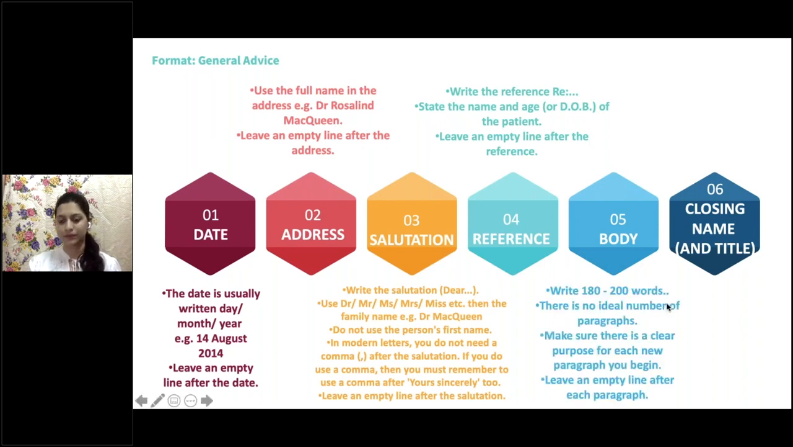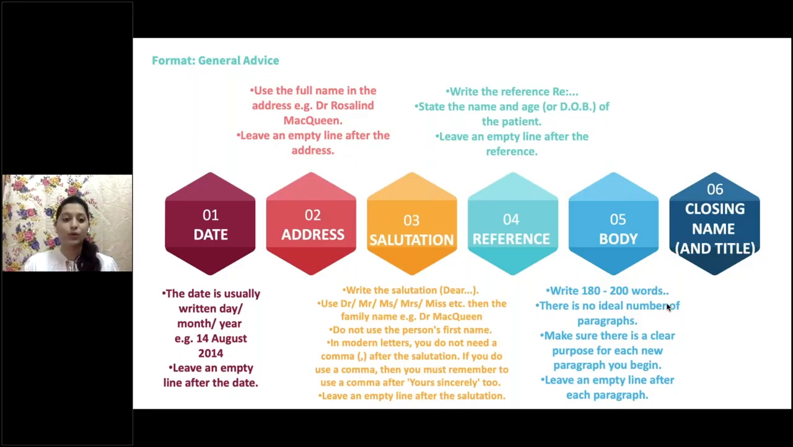Next comes your body. In a while, I'll tell you what to include and what goes first and what comes next in the body, but there is no hard and fast rule. You can always follow your own format, but just make sure that it's well laid out. Don't mix up information.